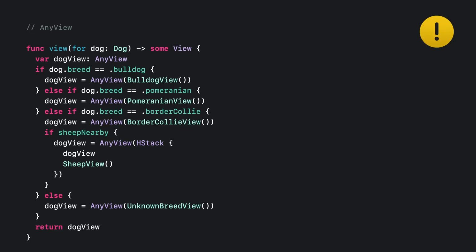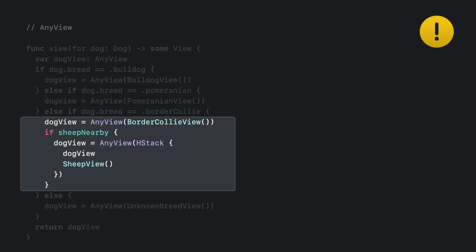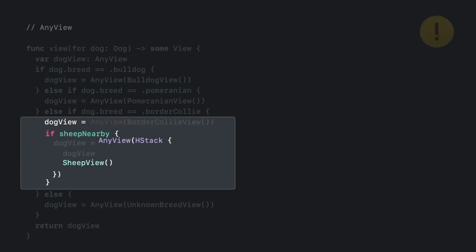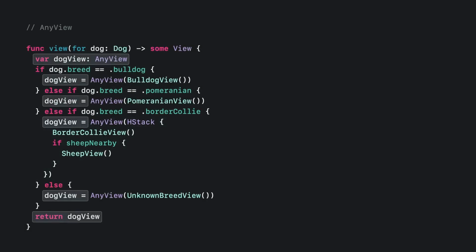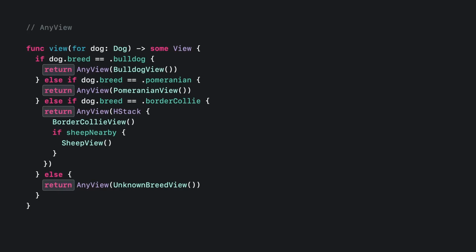First, it looks like this branch is conditionally adding a sheep view alongside our border collie view if there are sheep nearby. We can simplify this by conditionally adding the view inside the HStack rather than conditionally adding the HStack around our views. With that change, it's now easy to see that we're just returning a single view from each branch, so our local dog view variable isn't necessary. Instead, we can replace it with return statements inside of each branch.